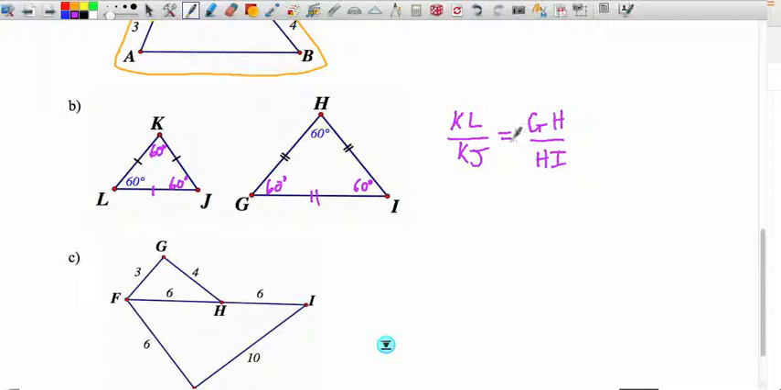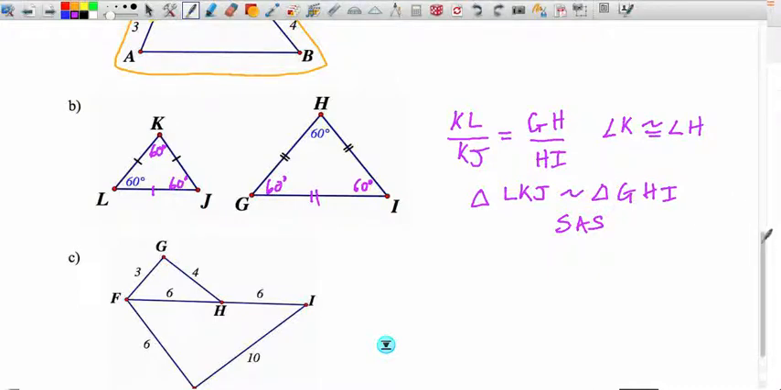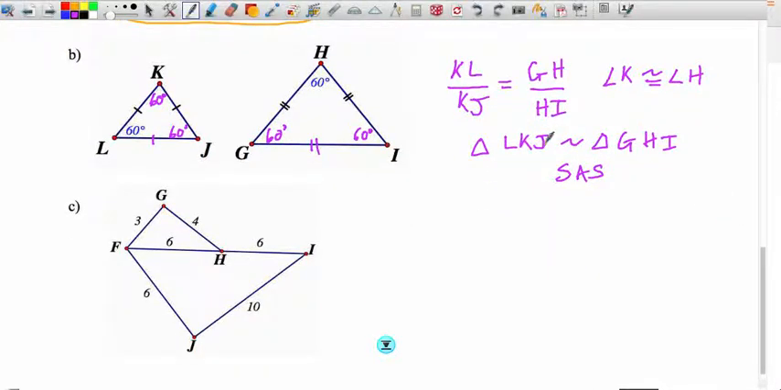Since I've made a proportional side statement, I'll follow on with angle K congruent to angle H, and therefore we have triangle LKJ is similar to triangle GHI, in this case by SAS. But like I mentioned, it could have been either of the other two cases based on the additional information I found from my diagram combined with the theorems from the first semester.